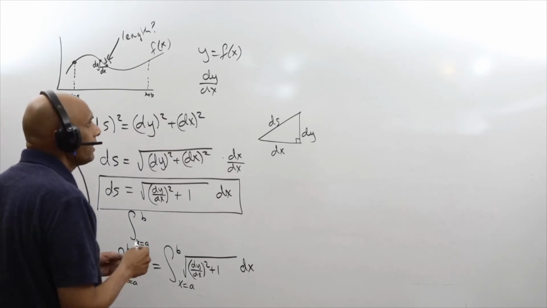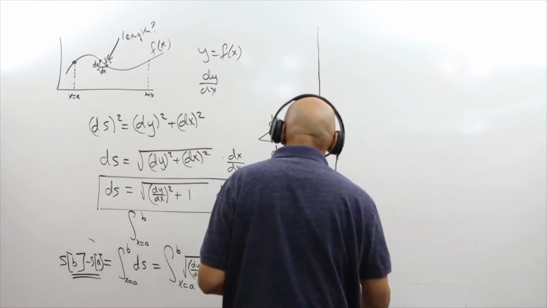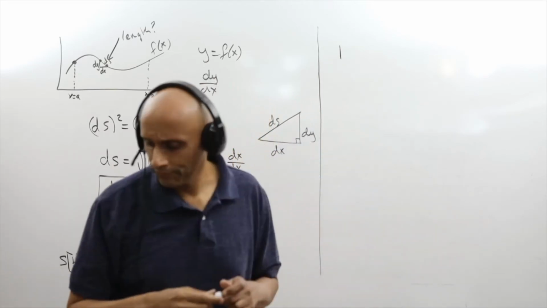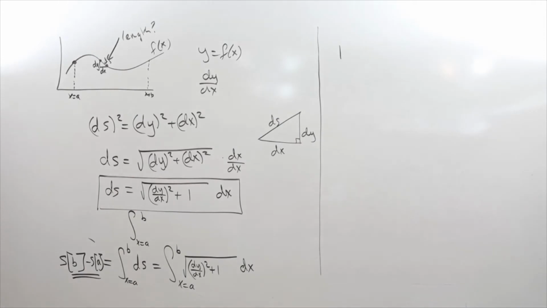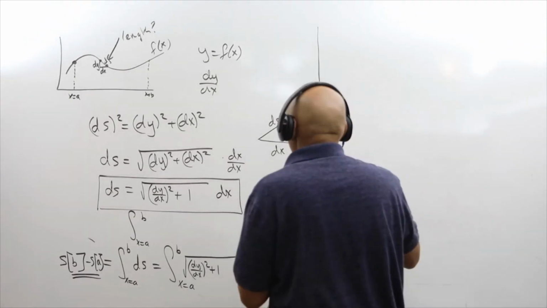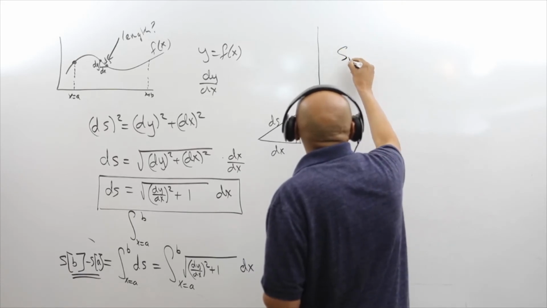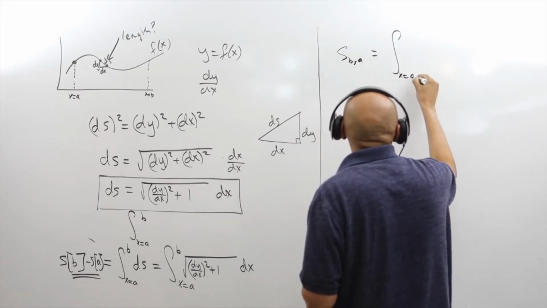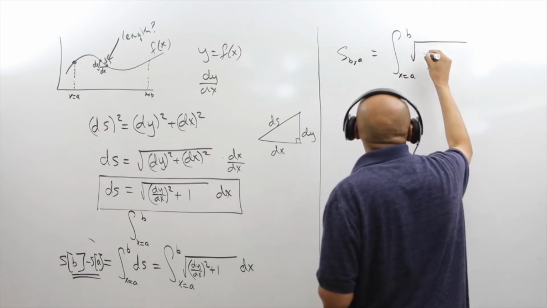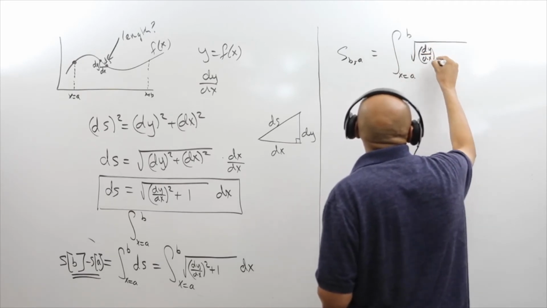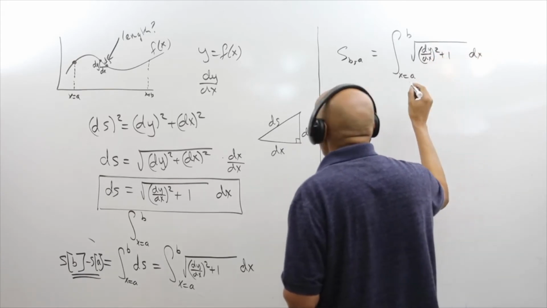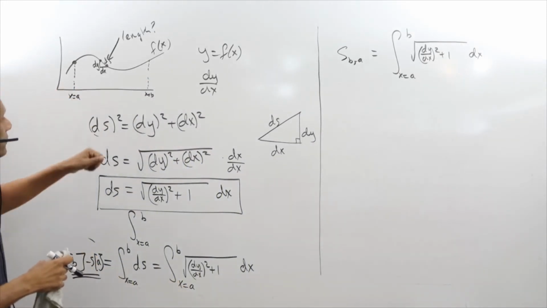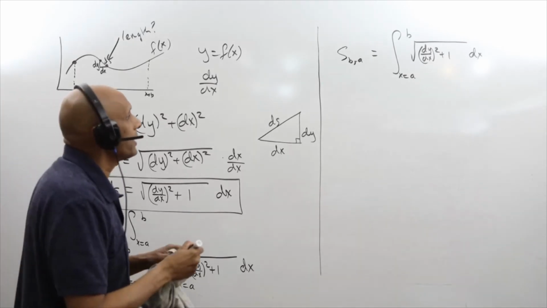I'll write this over here so we can try an example very quickly. So the length, if you want to call it s, of this curve between a and b is equal to the integral from x equals a to b of the square root of (dy/dx) squared plus 1 dx. You shouldn't memorize this equation. You should be able to derive it very quickly using the Pythagorean theorem and first order differentials.